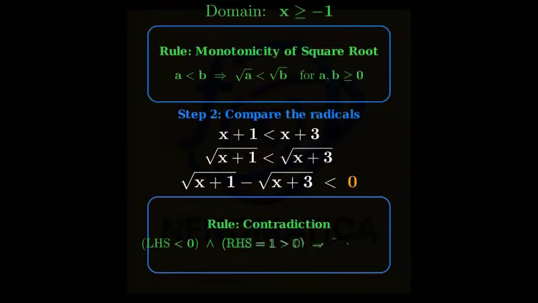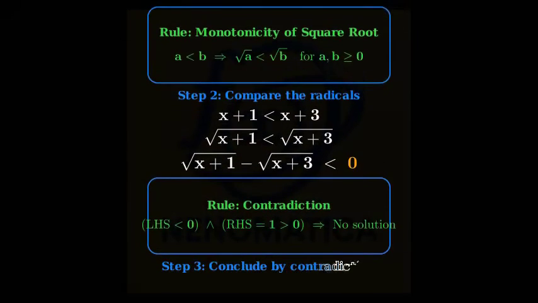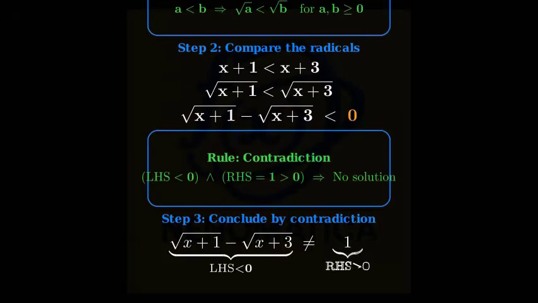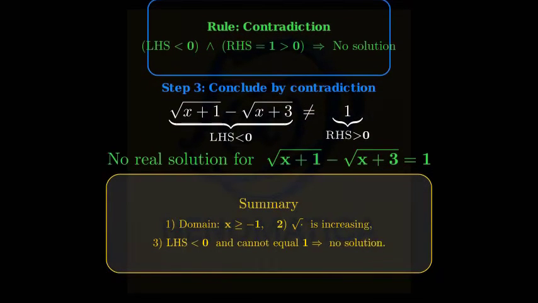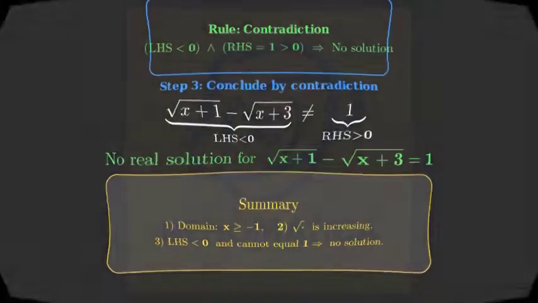Step 3. Check for contradiction. The left side is always negative, but the right side equals +1. A negative number cannot equal 1, therefore the equation has no real solution. Summary: we restricted the domain, used the increasing property of the square root, showed the left side is always negative, and concluded by contradiction that there is no solution.